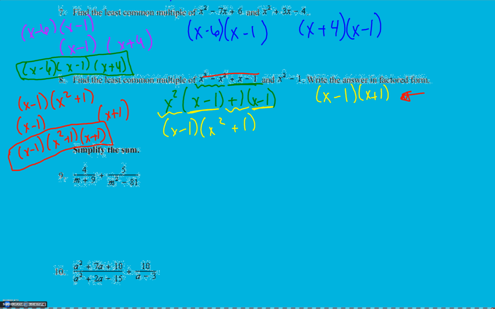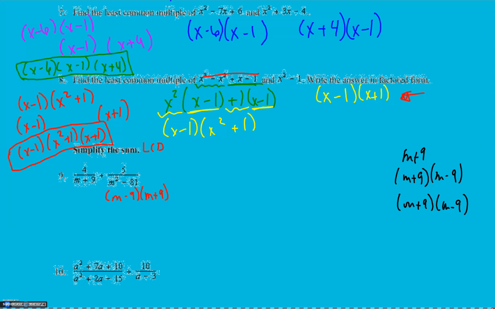Simplifying a sum. Now that we're adding and subtracting, this is when we need a common denominator. We need our LCD here. So factor the difference of squares here: m squared minus 81 is m plus 9 times m minus 9. Common denominator, if we use the same idea, I'm going to take m plus 9 in a column, and then I have an m minus 9, m plus 9 column. So my common denominator is m plus 9, m minus 9.